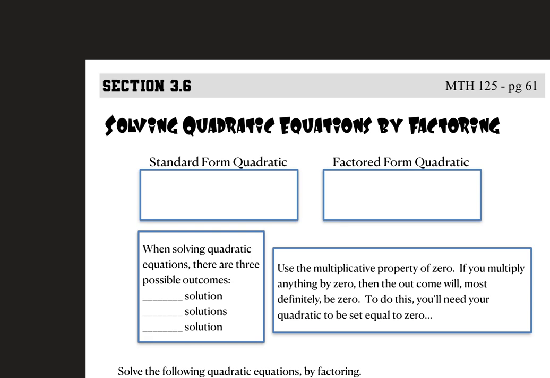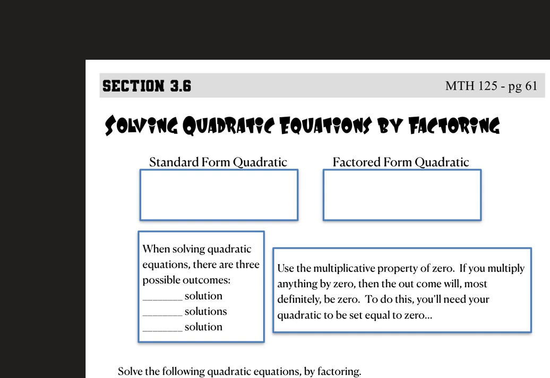Page 61, we're looking at solving quadratic equations by factoring. Before we even talk about that, though, I just want to go over one more time what the difference is between writing a quadratic in a standard way or writing a quadratic in a factored way.